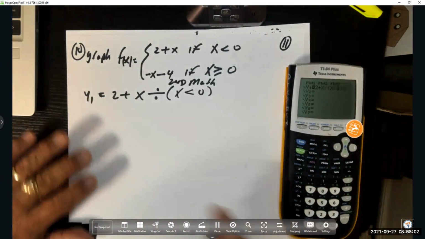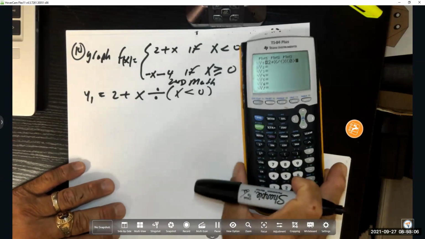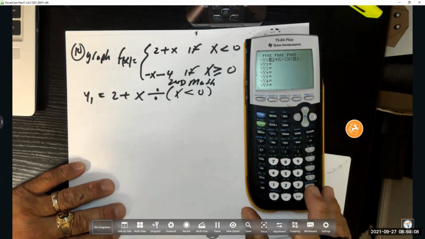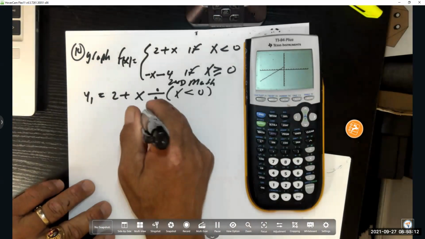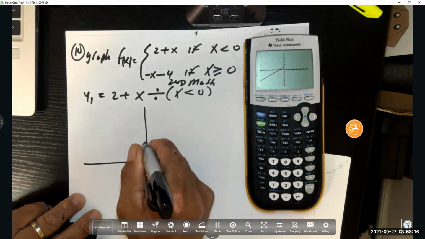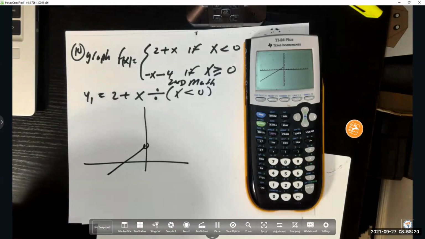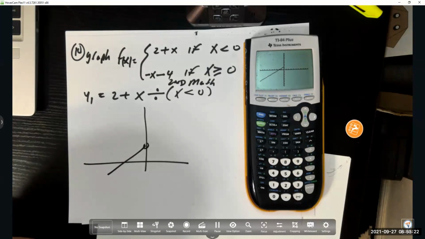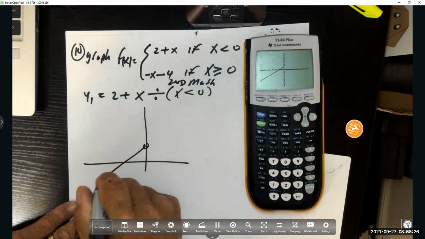Okay, so you're going to put 0, close it. All right, so now that's what I did right there. So now I'm going to hit enter, and I'm going to hit graph. And I'll tell you what I get. I get something that looks like this. You get a graph like that? Yes or no? Yes, sir. All right. If you got a line, it's just going to be a part of a line. It stops right here. It doesn't go anymore.